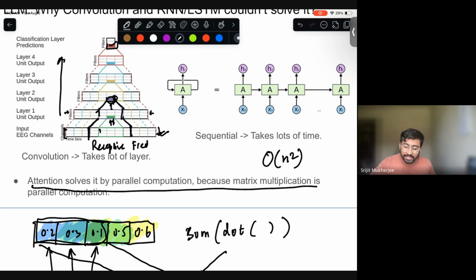But in the parallel computation case, it will be order of t, so actually order of 1, constant. I'm just giving a simple example. That's how parallel computation works, so it's faster, and matrix multiplication helps us in that. Matrix multiplication is done using that parallel computation on GPU. That's why GPU helps us.